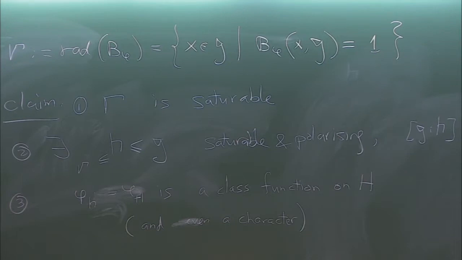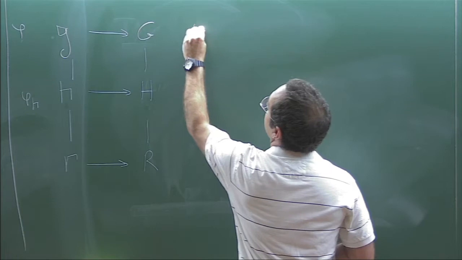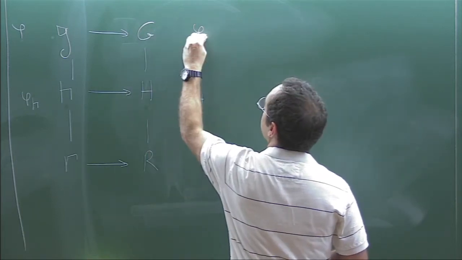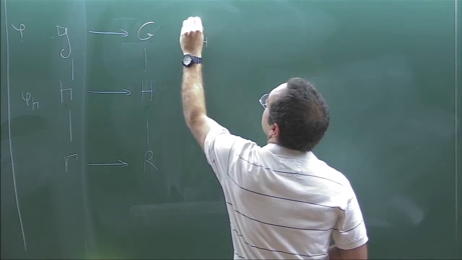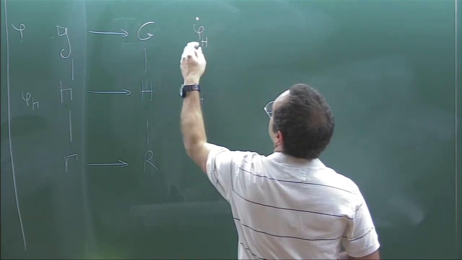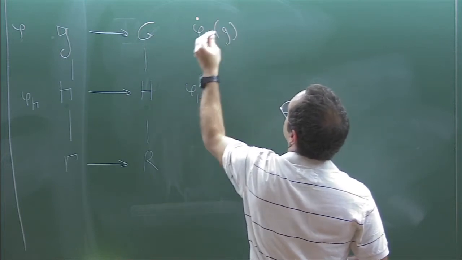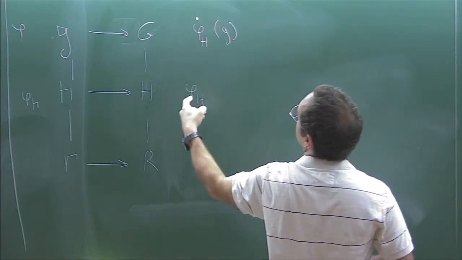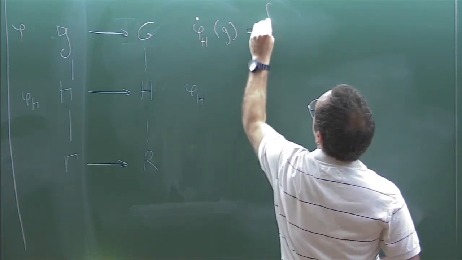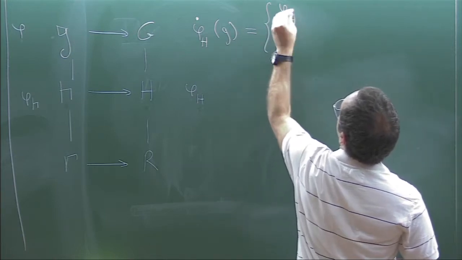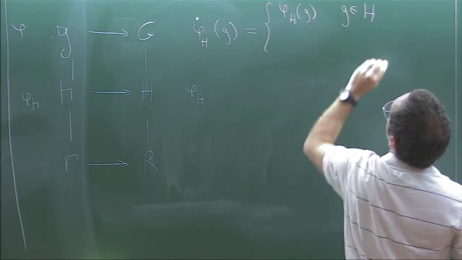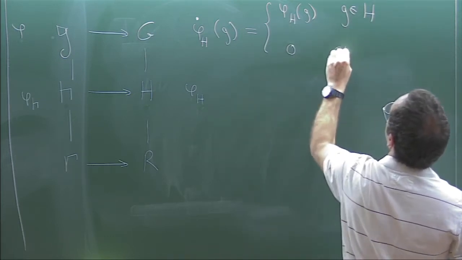And whenever I have a class function on a subgroup, I can define a function on the group, usually denoted in representation theory by a dot upstairs, which is the extension of phi h by zeros. So phi h dot is a function on G, which is the same as the original function if g is in H, and it is zero otherwise.